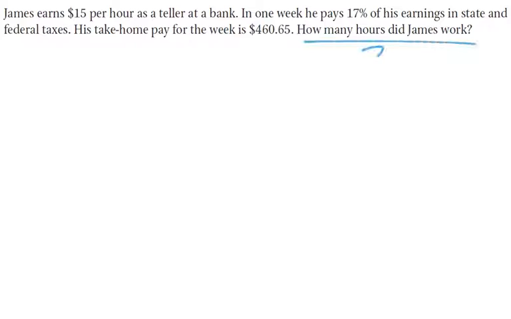So what don't we know? That's how many hours. We'll call him H. He worked. Okay, what we do know, he's 15 per hour, and he pays 17% in taxes, and he brought home this much. So we know it's equal to 460.65.